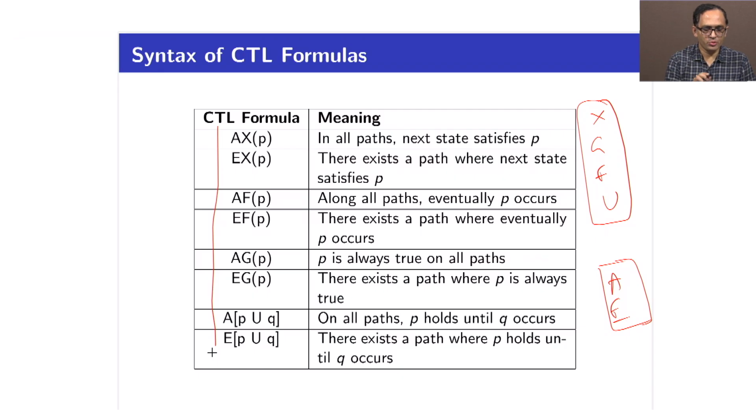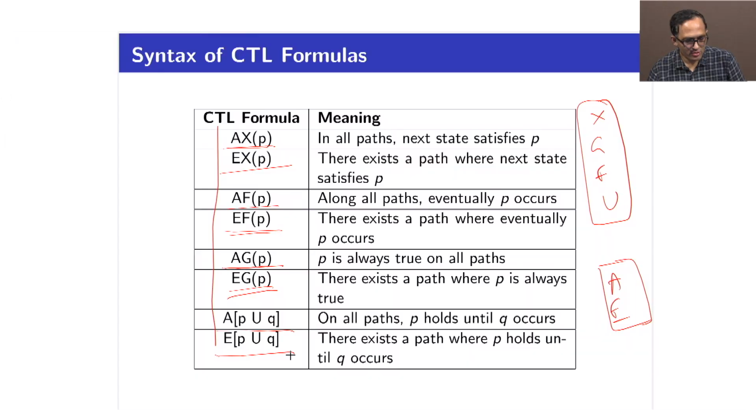Here, just to quickly summarize: AX says that in all paths, in the next state p holds; EX, there exists a path in which next state p holds. AF is in all paths, in future p holds; EF, there exists a path where in future p holds. AG is in all paths, in all states p holds, globally p holds; EG, there exists a path in which in every state p holds. A[p U q] is in all paths p holds until q holds, and E[p U q] is there exists a path in which p holds until q holds. And you remember, everything is defined over a branching tree, not only one path. So, syntax is clear.